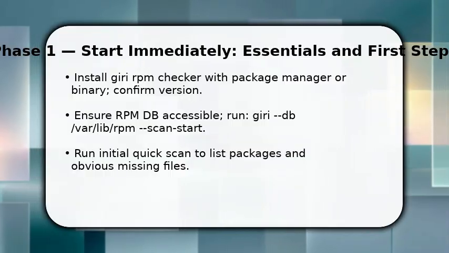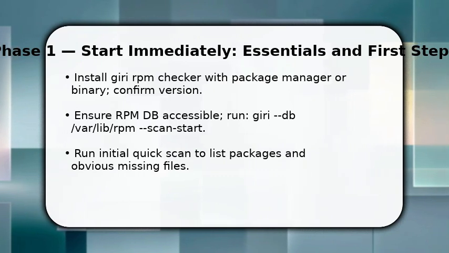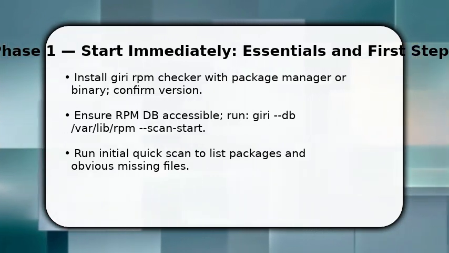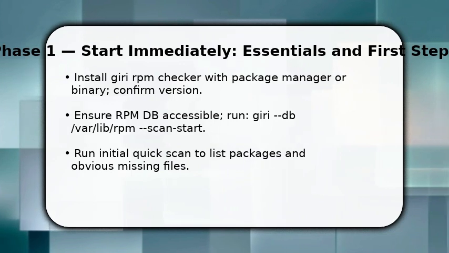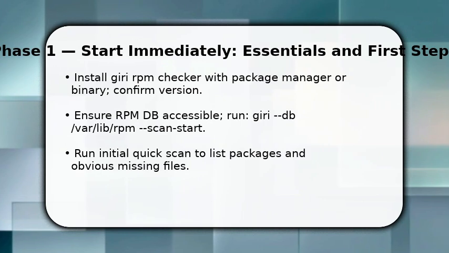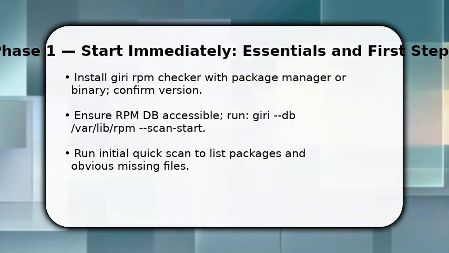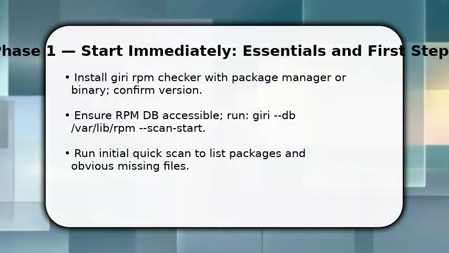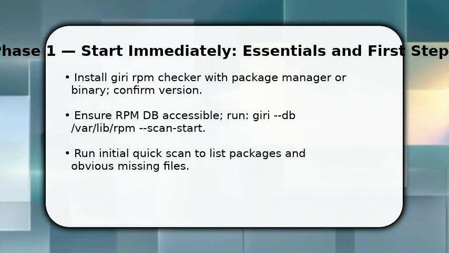You'll begin by installing Giri RPM Checker and verifying the tool's version. This gives you the expected feature set. Once done, make sure the RPM database is accessible. Point Giri at /var/lib/rpm or your alternate path, because if it can't read the DB, scans fail.